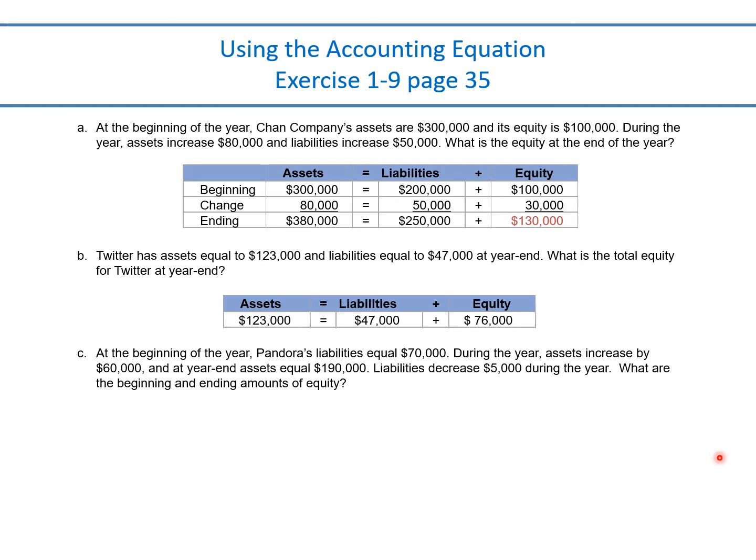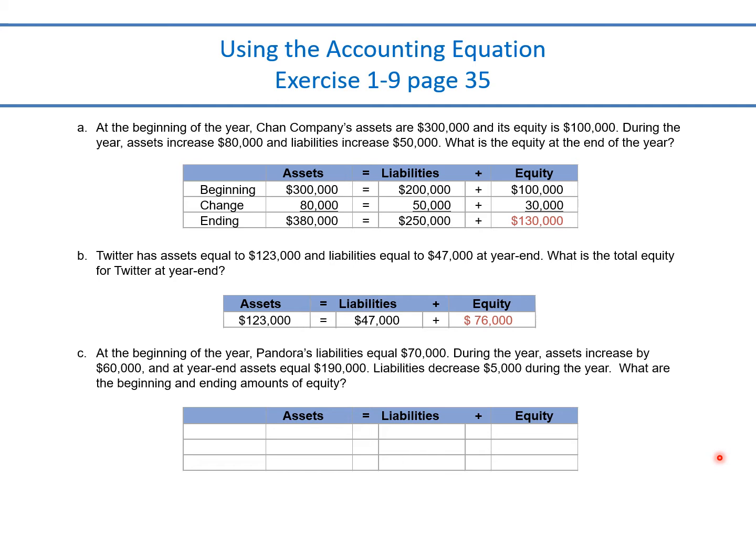At the beginning of the year, Pandora's liabilities equal $70,000. During the year, assets increased by $60,000, and at year end, assets equal $190,000. Liabilities decreased by $5,000 during the year. What are the beginning and ending amounts of equity?